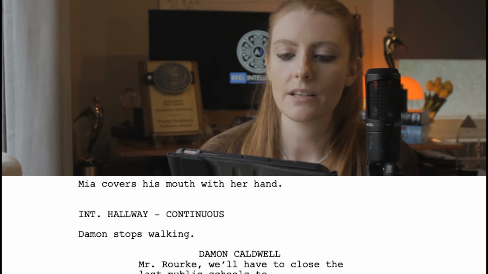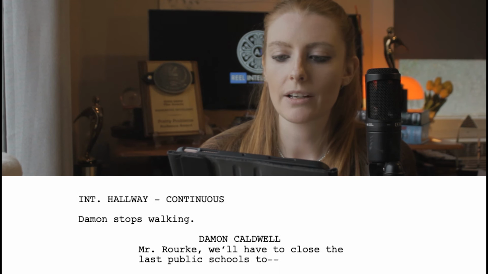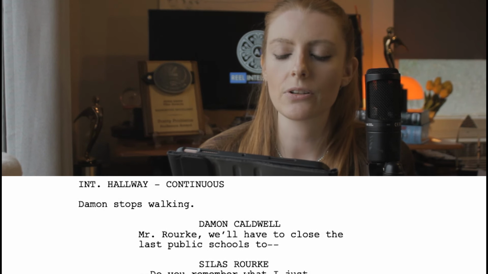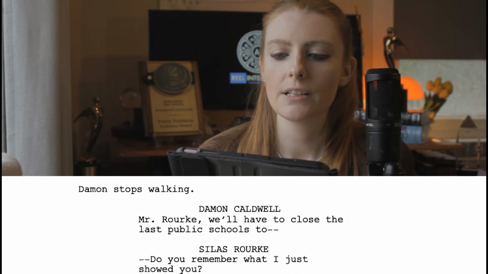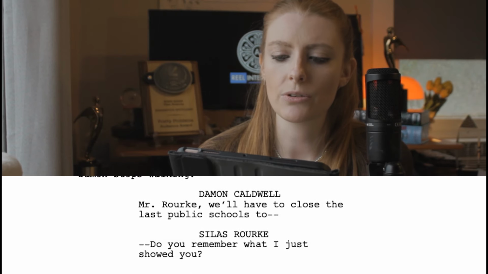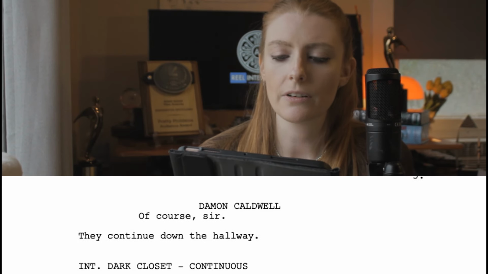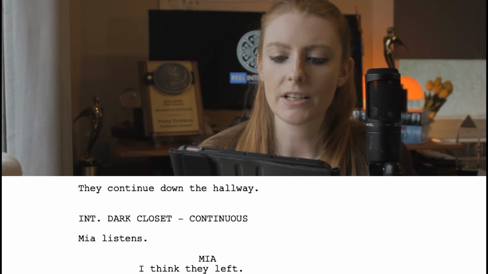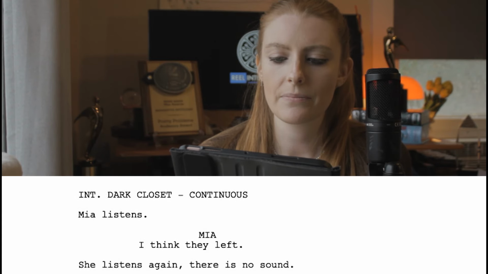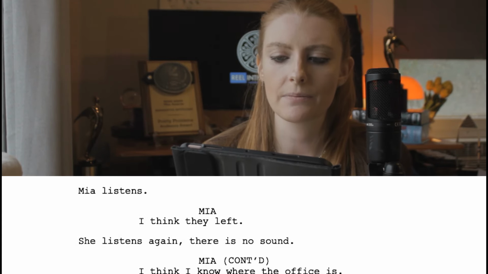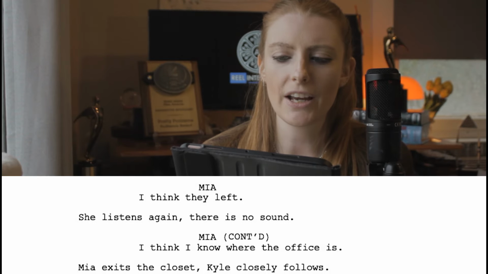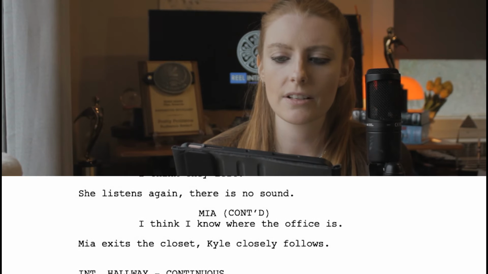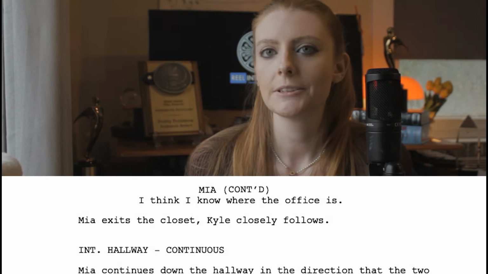Mia covers his mouth with her hand. In the hallway, continuous. Damon stops walking. Mr. Rourke, we'll have to close the last public schools too. Silas Rourke, do you remember what I just showed you? Damien Cladwell, of course, sir. They continue down the hallway. Interior dark closet continuous. Mia listens. Mia, I think they left. She listens again. There is no sound. I think I know where the office is. Mia exits the closet. Kyle closely follows.